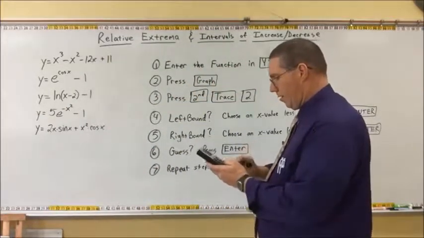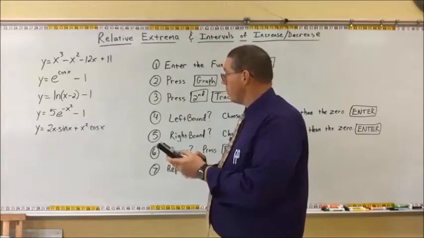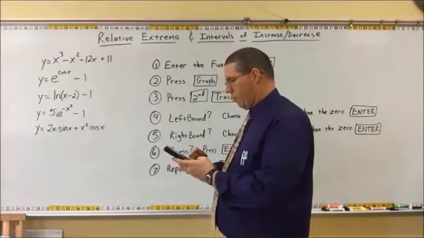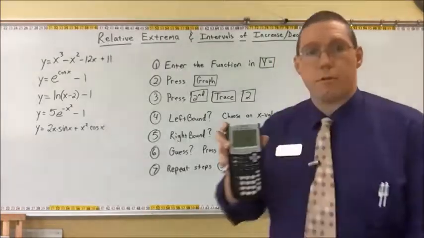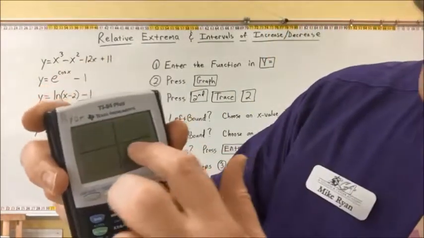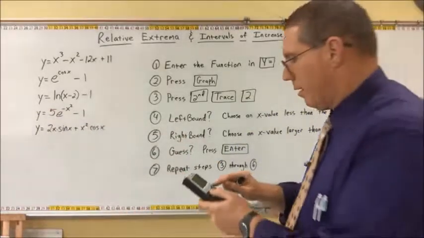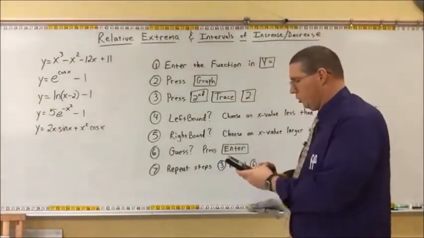Then I'm going to hit graph. Whoops, I hit clear by accident. That's not good. Natural log x minus 2 minus 1. Then I'm going to hit graph. All right. Yeah, it looks like it only crosses over the x-axis in one place, right there. So I'm going to hit second, trace, option 2.